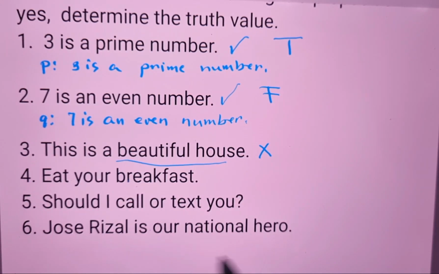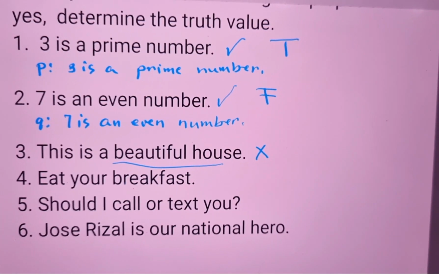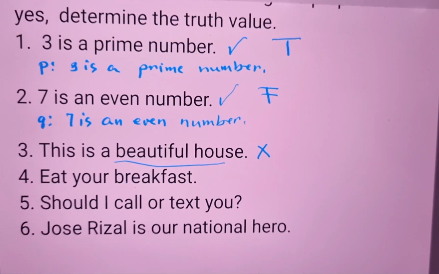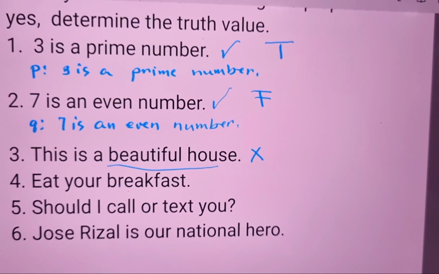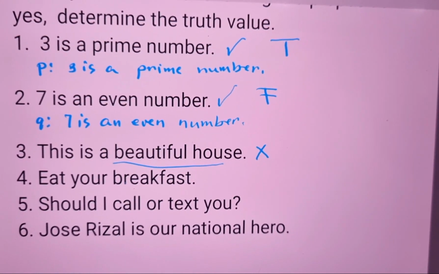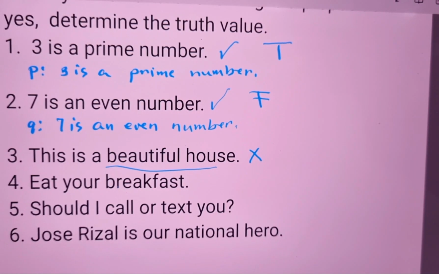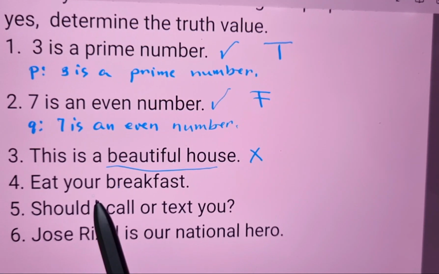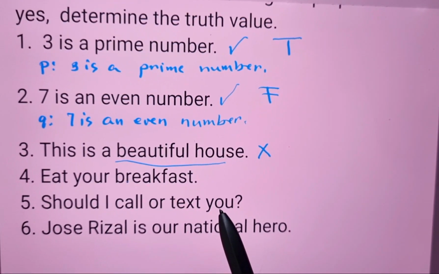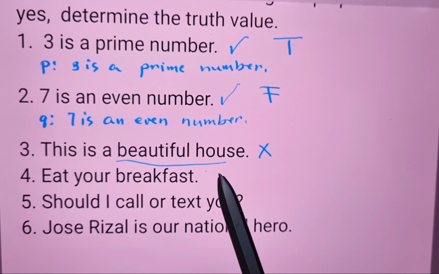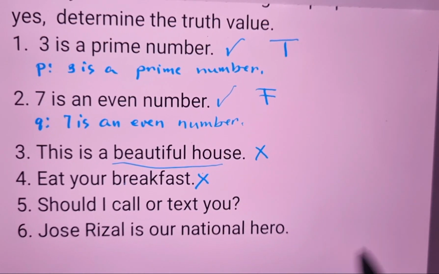Okay. Like for example, this car is nice. Okay, sa'yo, nice siya, pero doon sa mga taong mas alam nila yung iba't ibang klase, hindi magiging nice sa kanila, 'di ba? Okay, now here, number 4. Eat your breakfast. Come on, this is a command, inuutusan ka. So therefore, this is not a declarative statement. And for sure, this is not a proposition.